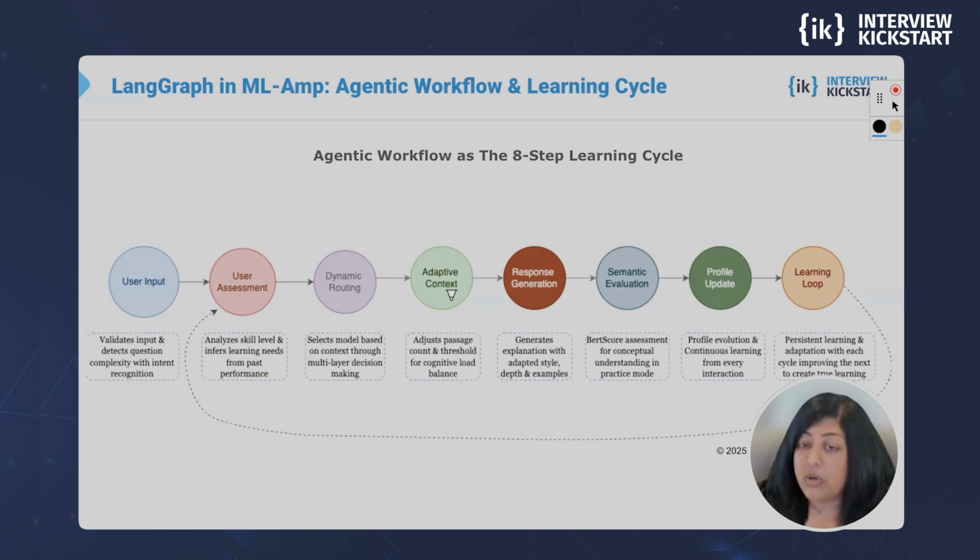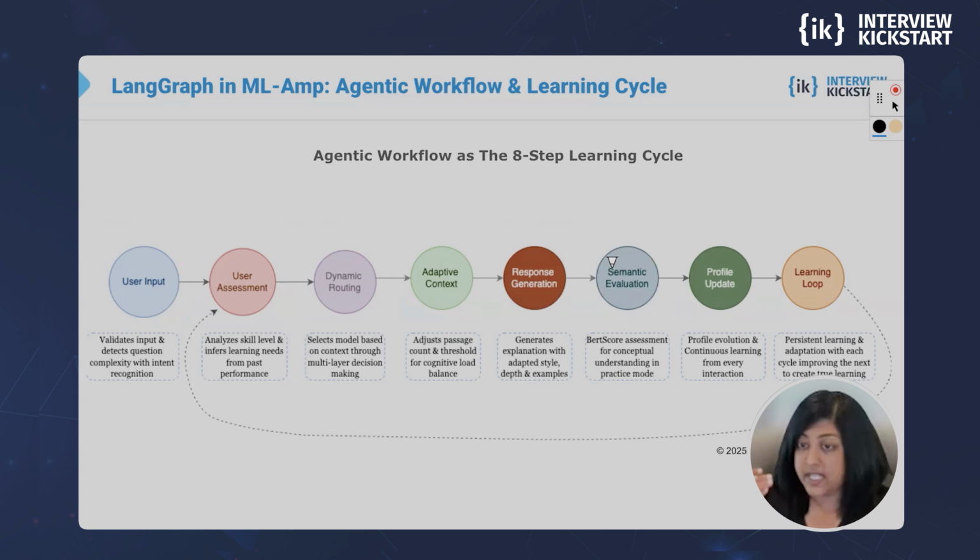Then it's also adapting the context. Maybe I am a learner that needs a more detailed explanation. So I'm adapting this particular agent in this 8-step learning cycle. It adjusts the cognitive load balance for the learner based on their needs. Then the response generation agent is generating an explanation catering to the learner's style, with enough depth and examples.